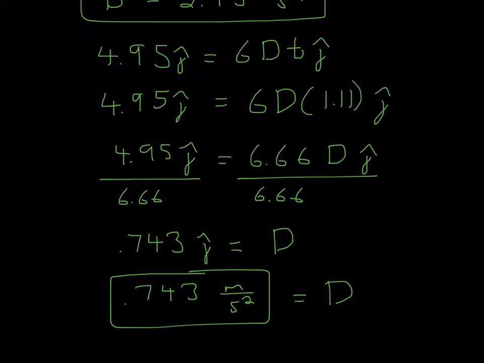I put 4.95 equals 6dt in the j hat direction. I plug in the time, which is the same as this, 1.1. I get 6.6d, the constant, and then I divide by 6.6 on each side. I get 0.743 j hat equals d.